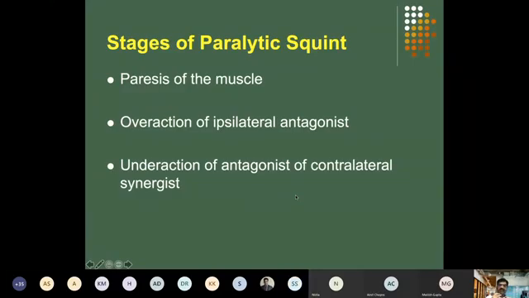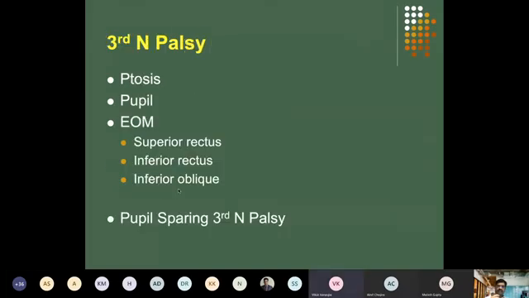And there is overaction of the same eye. Suppose the lateral rectus of the right eye is paralyzed, then there will be overaction of the medial rectus of the right eye itself, and underaction of the antagonist contralateral synergist. What do you mean by that? The opposite eye, same, like if the lateral rectus is paralyzed on this side, the opposite eye lateral rectus.